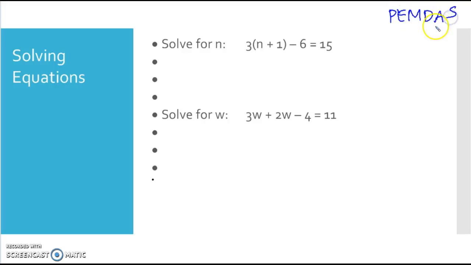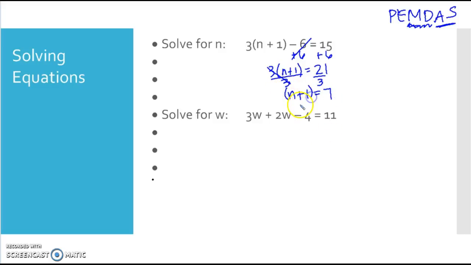So if I were to do reverse PEMDAS, start with anything that you're adding and subtracting. Well, I'm subtracting the 6, so I'm just going to move it to the other side by adding it over. So then we have 3 times n plus 1 equals 21. Then I move into multiplying and dividing. I'm doing 3 times n plus 1, so I'm going to divide by 3. And that cancels out the 3. So I get n plus 1 equals 7.